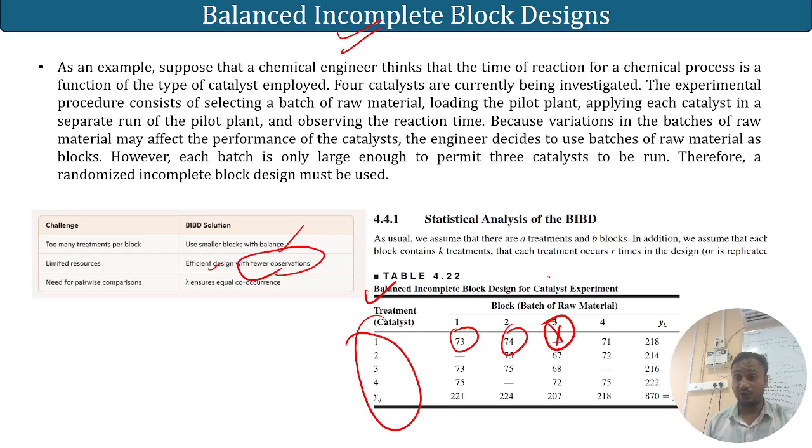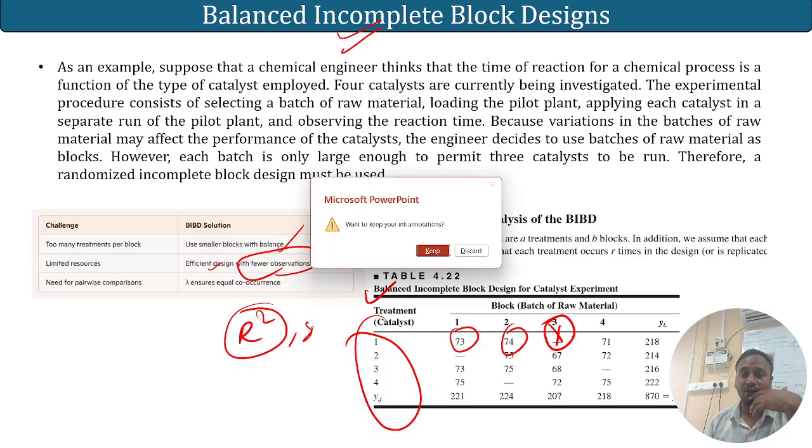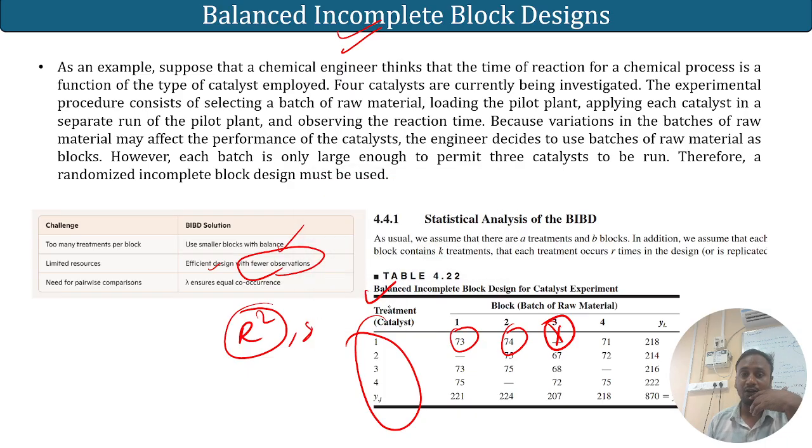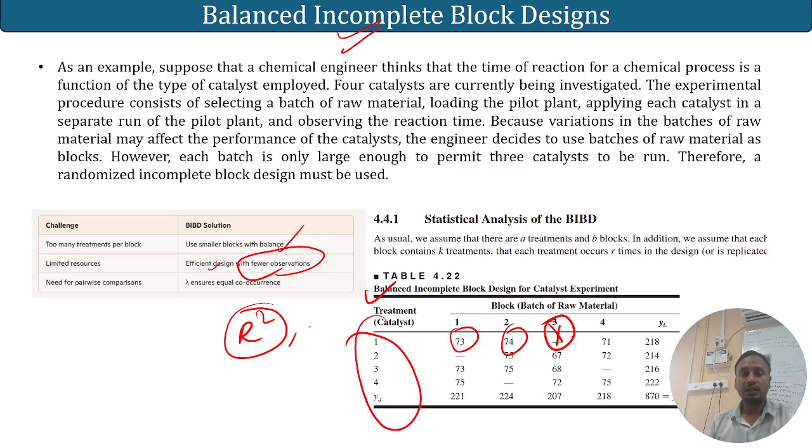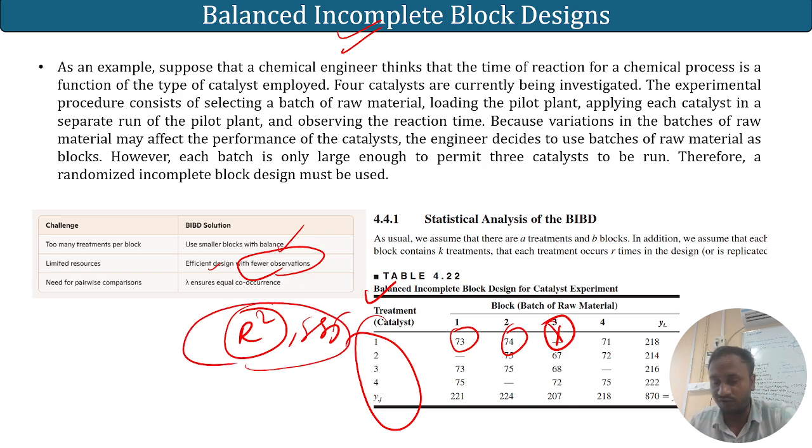So in the case of what we have done with the R square and SST and all, here it will come adjusted. Why? Because some experiments or some blocks don't have full experiments.